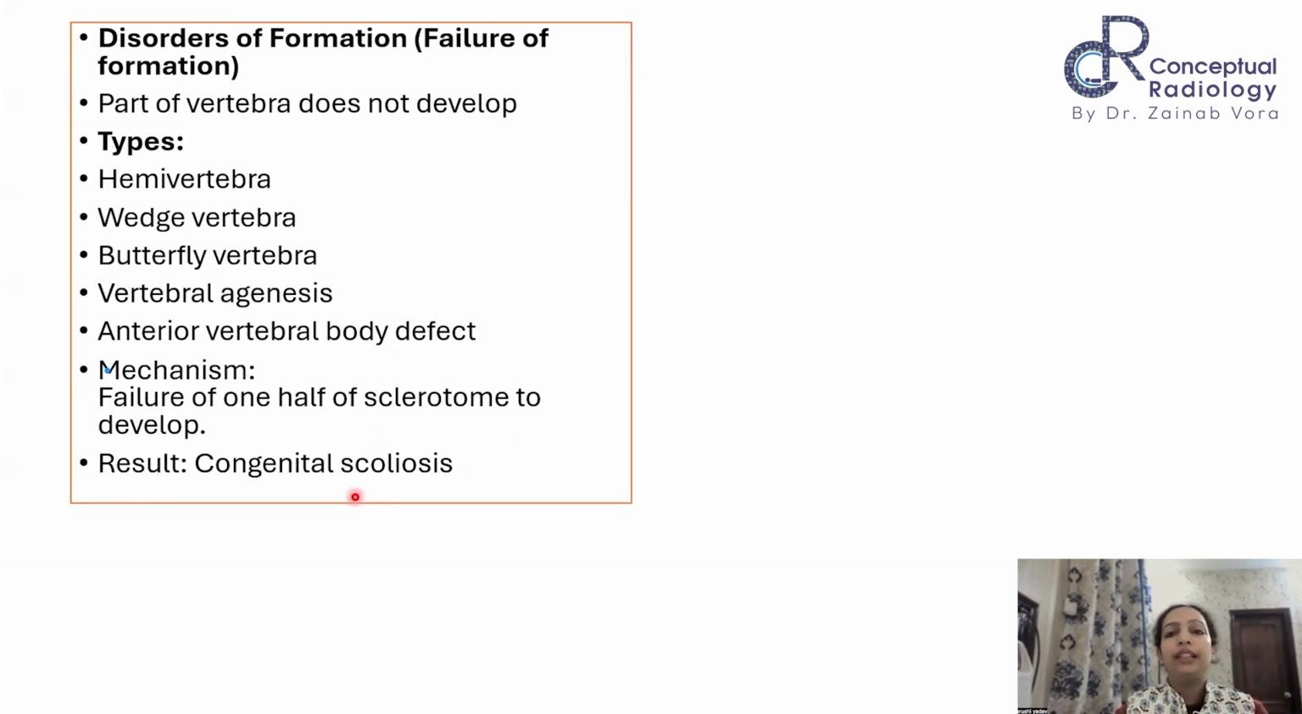The result of these abnormalities is actually abnormality of the curvature, one of which is scoliosis. So they are commonly associated with scoliosis, and that is why, coming to my first point, when I told you that when you see a baby with scoliosis, you should start looking for hemivertebrae. And why hemivertebrae? Because hemivertebrae is the most commonly associated segmentation abnormality associated with scoliosis, and your chances of encountering it during scanning is much higher.